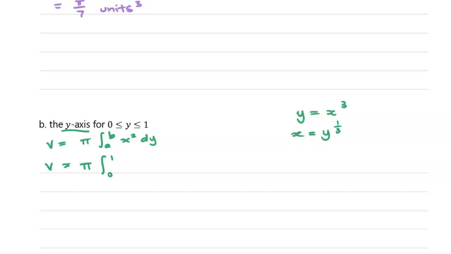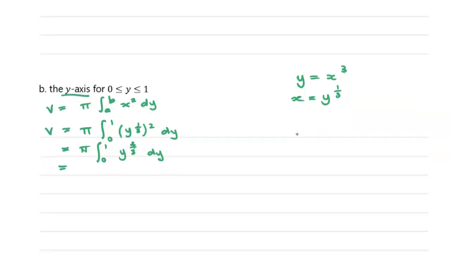Okay, so let's put that in. We're going to have y to the power of 1 over 3. We're going to square it dy. So that's going to be neatened up a little: y to the 2 over 3 dy. And we're just going to apply the simple rules of integration for this. So we're integrating 2/3, and if we add 1 to that, that's going to be y to the 5 over 3. And if we divide by 5 over 3, that's the same as multiplying by 3 over 5. Going from 0 to 1.